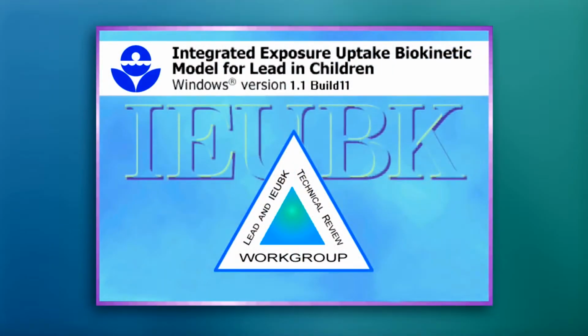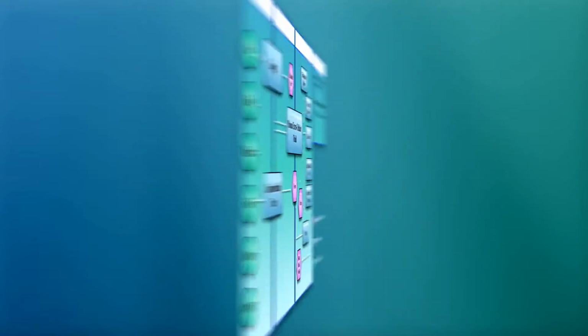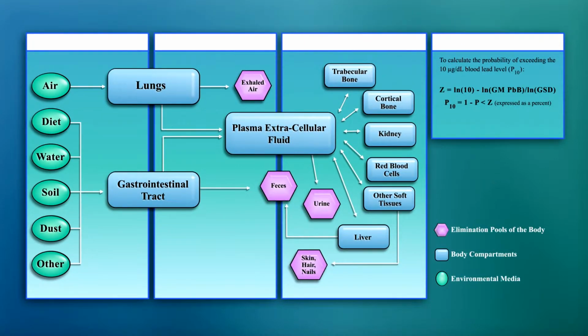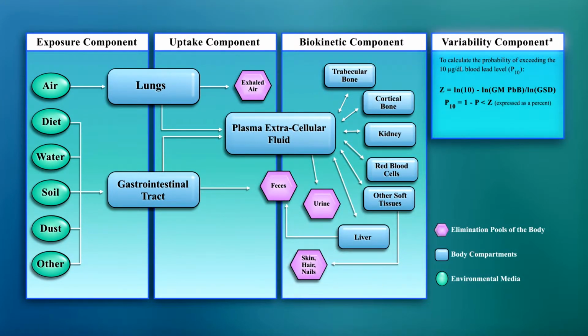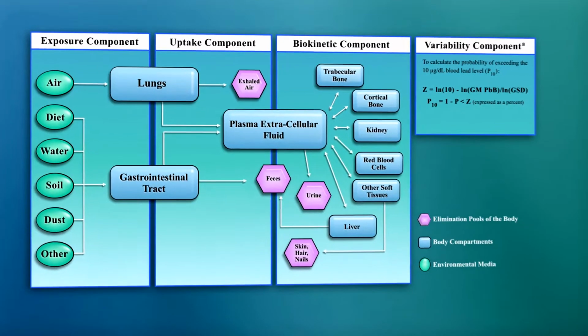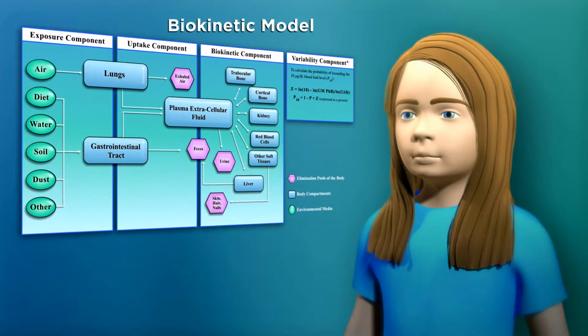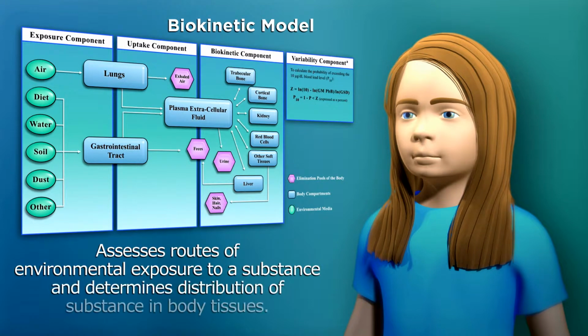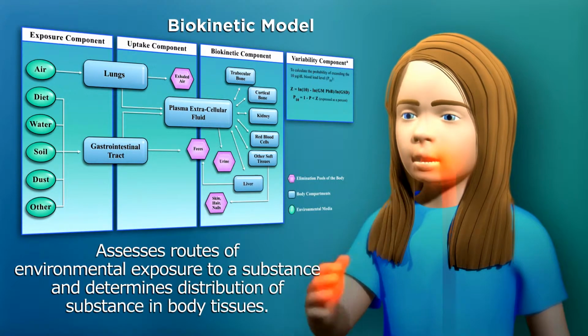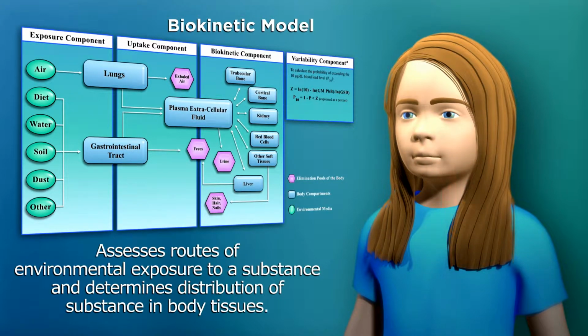The IEUBK model addresses 4 components of environmental risk assessments. They are exposure, uptake, biokinetics, and variability. The IEUBK is a biokinetic model. Biokinetic models assess routes of environmental exposure to a substance and determine the distribution of the substance in body tissues.